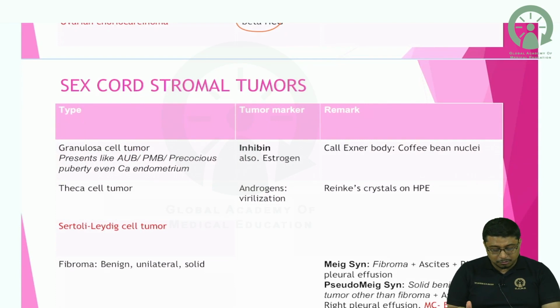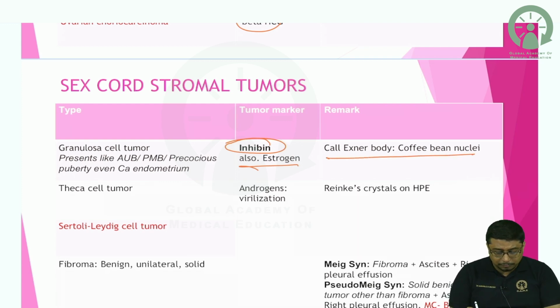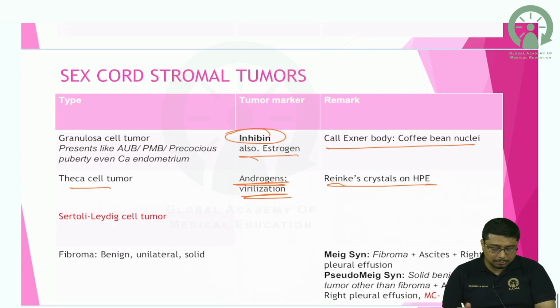Now the sex cord stromal tumors. Granulosa cell tumor, whose markers are inhibin and estrogen, but estrogen is not a very useful marker because estrogen can be high for so many other reasons in a female. So Call-Exner bodies and coffee bean nuclei are the features. Theca cell tumor secretes androgens, so there is evidence of virilization. So Reinke crystals can be seen on histopathology.